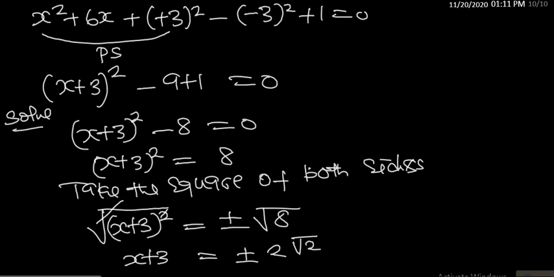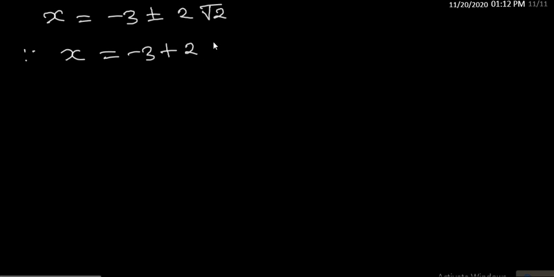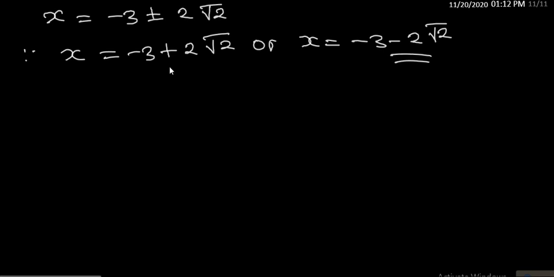Subtract 3 from both sides, which will give us minus 3 plus or minus 2 root 2. So that will give us x equals to minus 3 plus 2 root 2, or x equals to minus 3 minus 2 root 2. You are asked to leave your answers in surd form, so you leave your answers this way, and that is complete. So when you know how to complete a square, you can easily solve a quadratic equation by the completing the square method. It's a very simple method if you understand what you are doing.